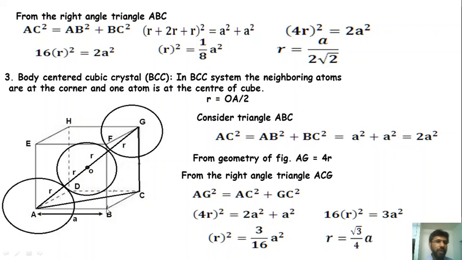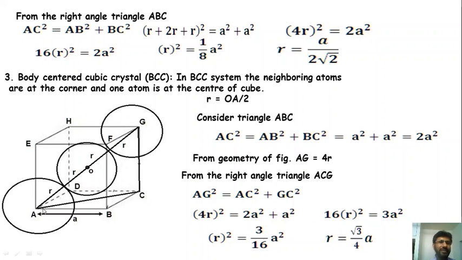Therefore, from the geometry of this figure, consider the triangle ABC. Then we can write AC square is equal to AB square plus BC square. Here AB and BC are equal to A, so we get AC square is equal to twice A square.